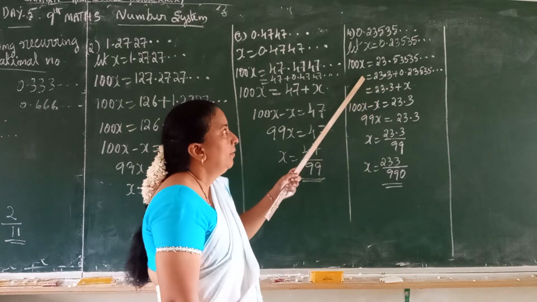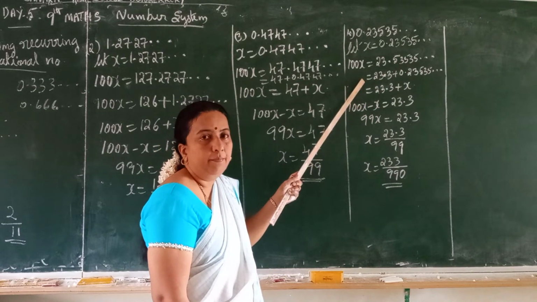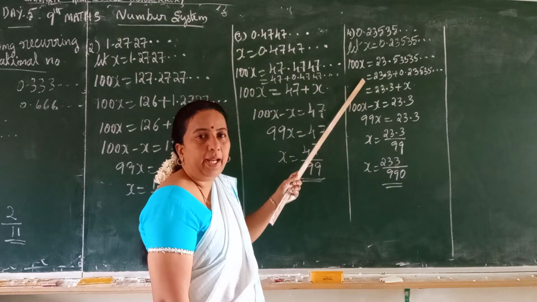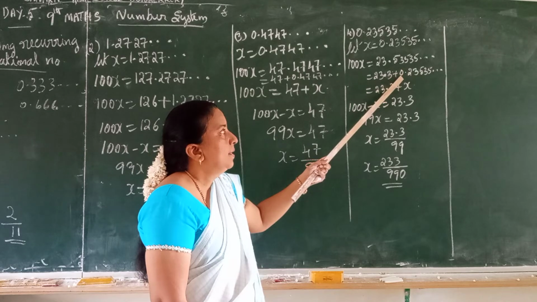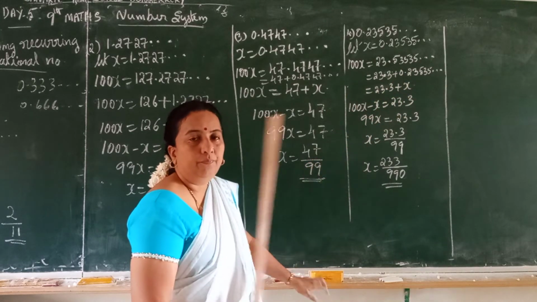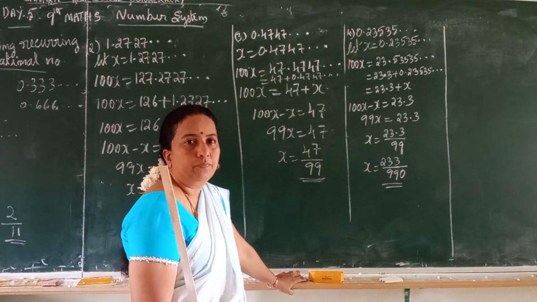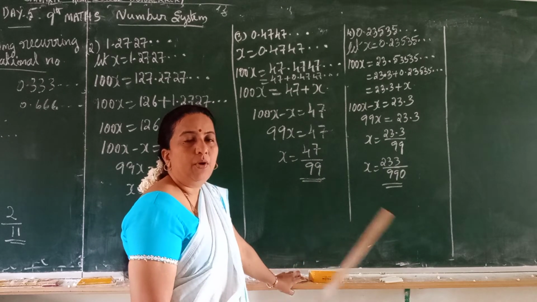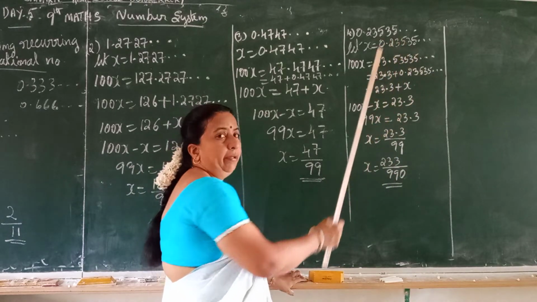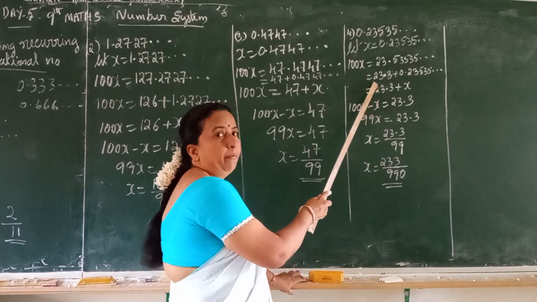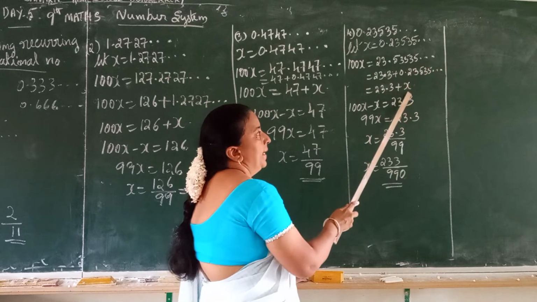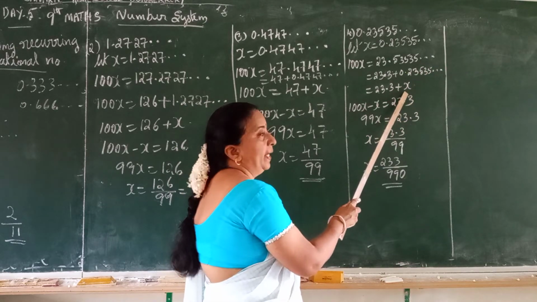Next, write 23.3. Be careful here. 23.3 plus 0.23535 and so on. We want x here. So we are adding 0.23535 to the number 23.3. This can be replaced by x. 23.3 plus x.